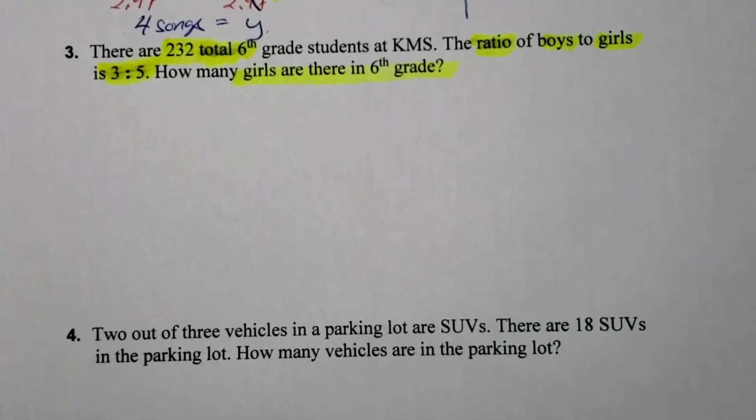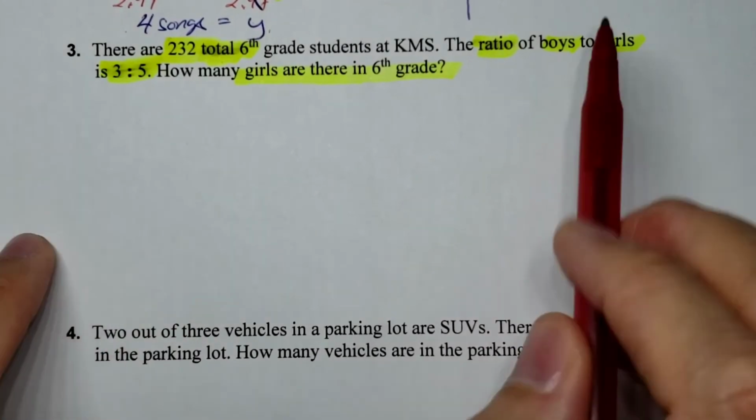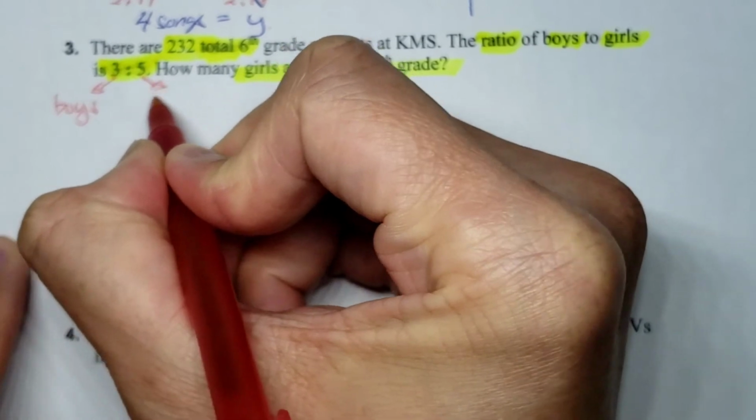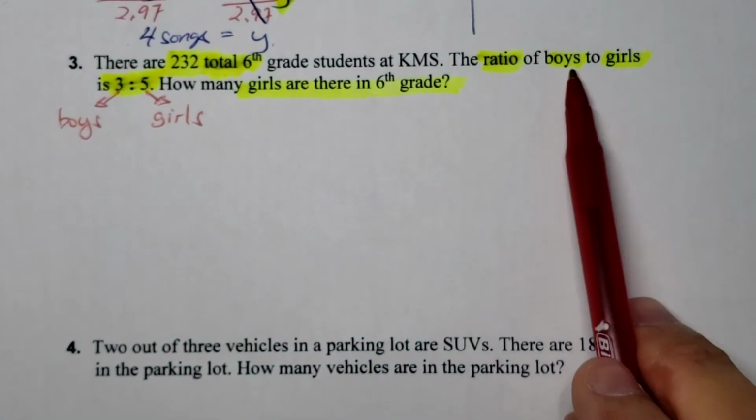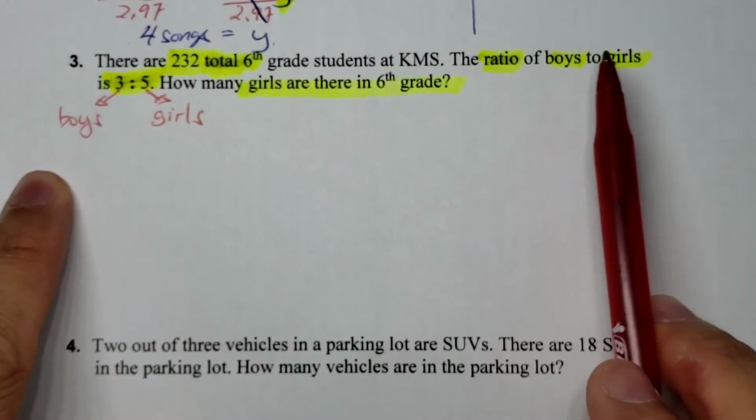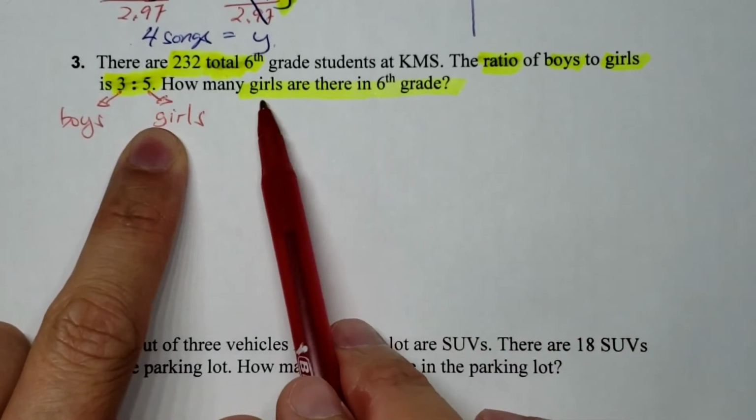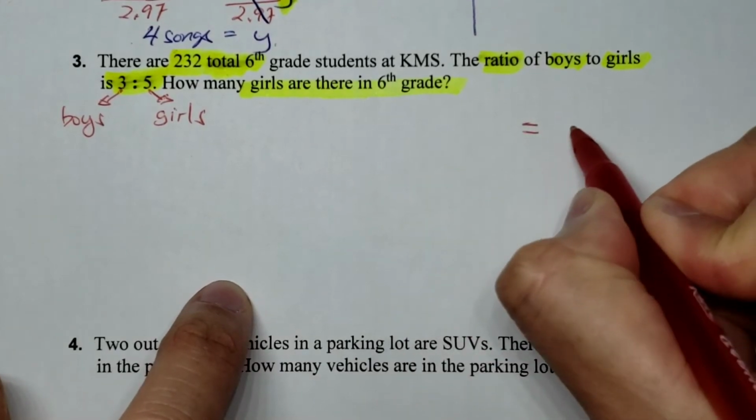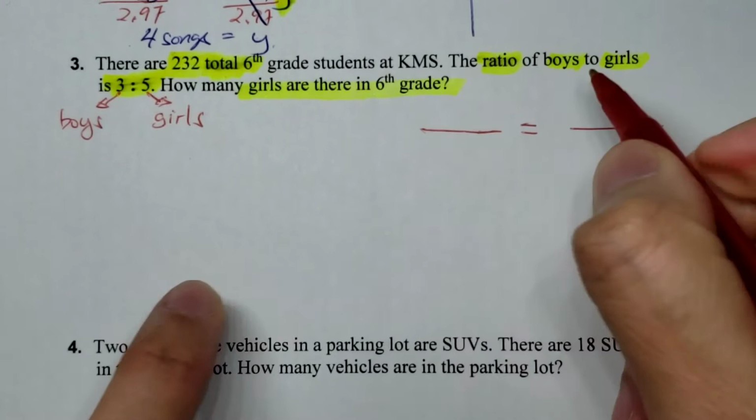So remember, okay, the ratio of boys to girls is 3 to 5. So this is the boys and this would be the girls. All right. Now, boys is mentioned first, so the value of 3 would be for the boys. And then girls is mentioned second, and so 5 would be for the girls. And the question is, how many girls are in 6th grade? So what would be our ratio if we were to label our values?